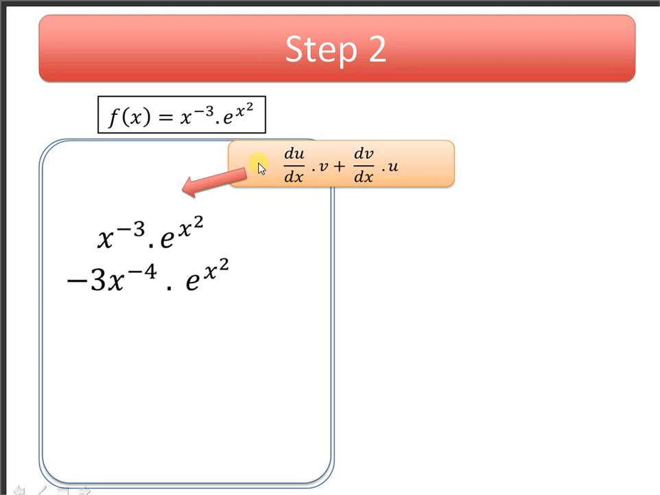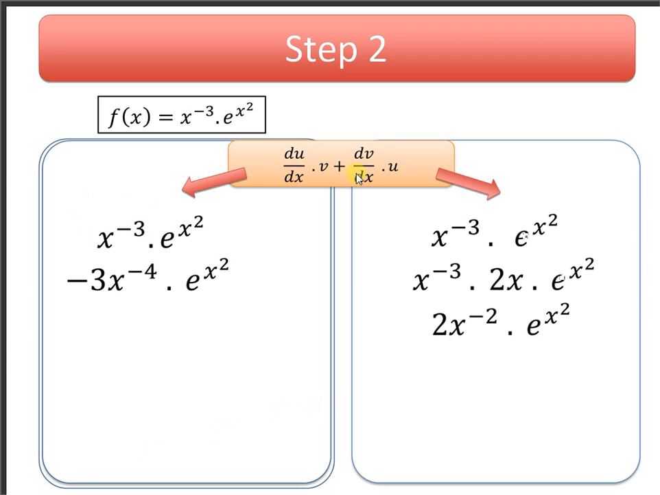Let's complete the left hand side of this rule first. Our du/dx value is simply the derivative of our u value, x to the power of minus 3. To derive this, all we have to do is take the power of minus 3 down and multiply it by x, and then drop our power value by 1, so that in the end we are left with minus 3x to the power of minus 4, as you can see here. We then multiply this by our value for v, which is e to the power of x squared, and then we are left with minus 3x to the power of minus 4 times e to the power of x squared. Now let's move on to the right hand side.